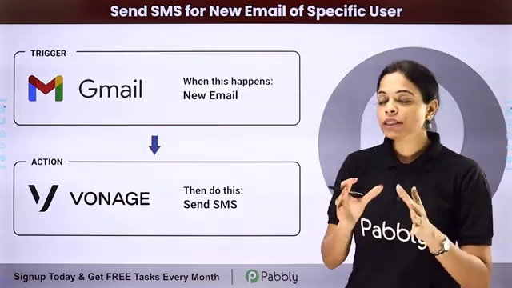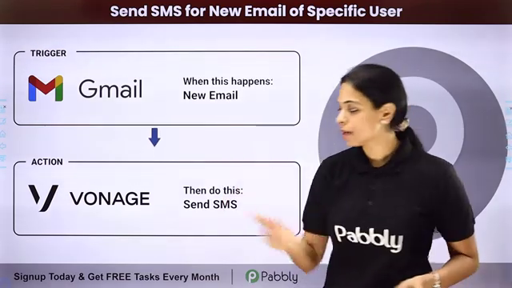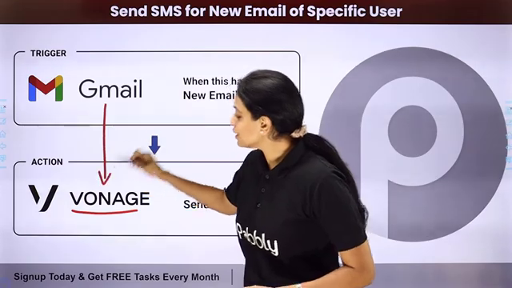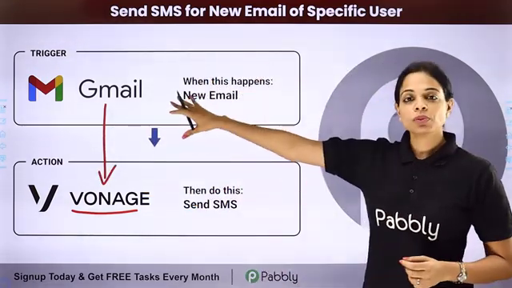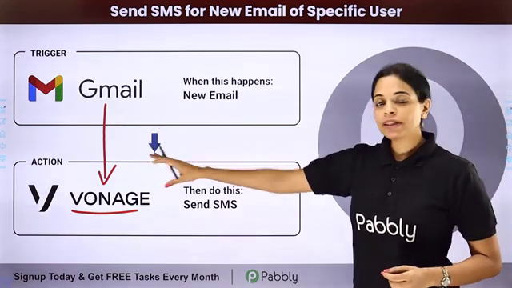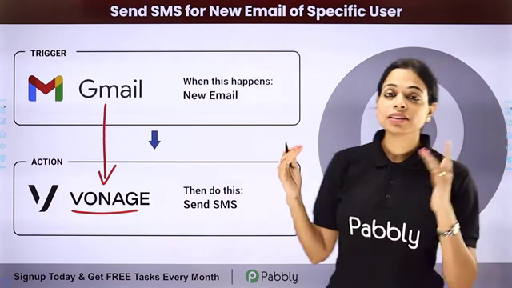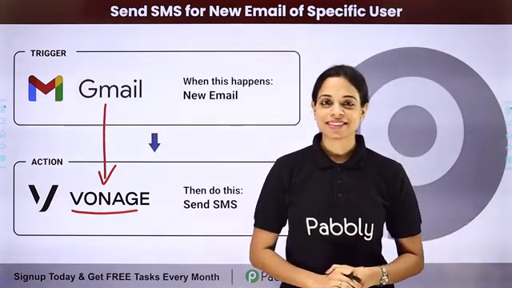For this, you will have to integrate Gmail with an application through which you can send SMS. Here we have Vonage. Now you will have to integrate the two, and the same thing can be done using Pabbly Connect software. Here your trigger application would be Gmail and your action application would be Vonage. Now how can you integrate and automate this entire process yourself? To understand that, let me take you to my screen.